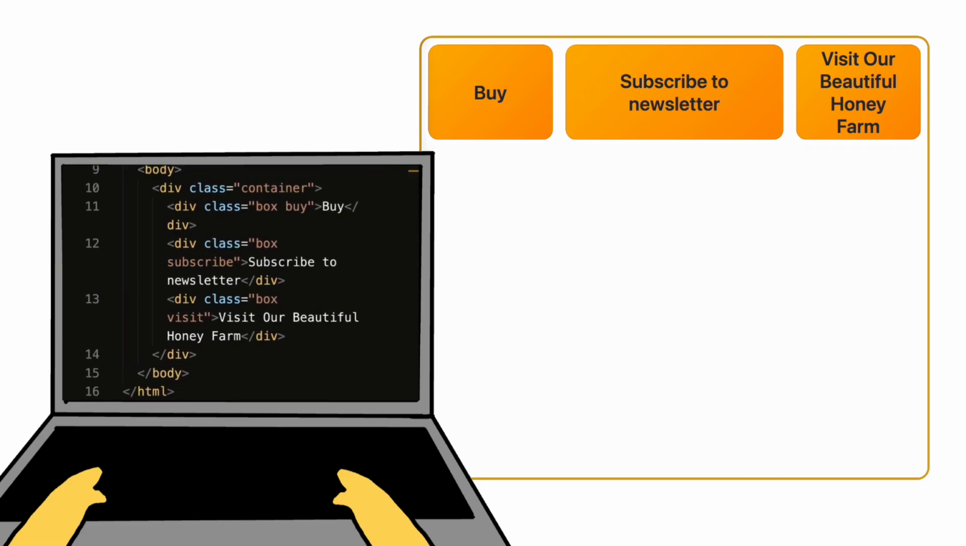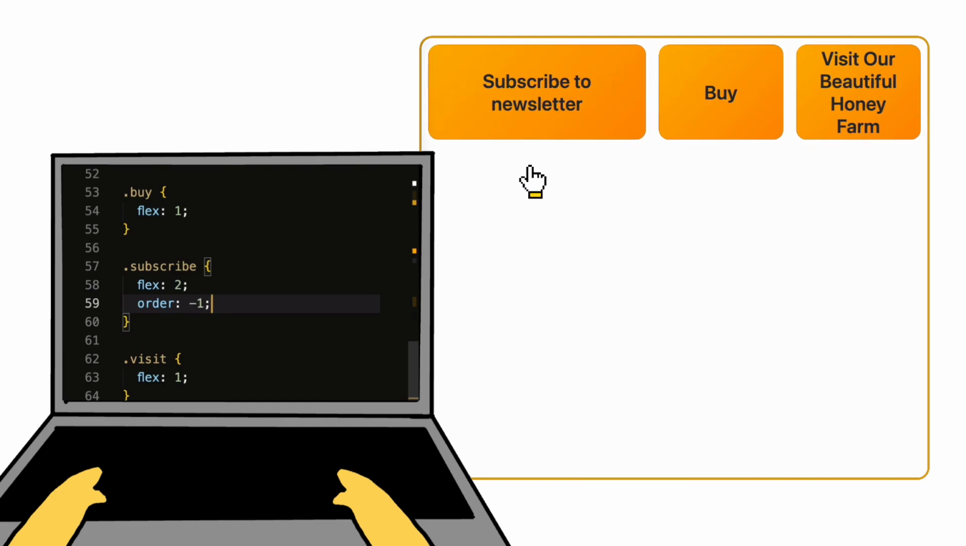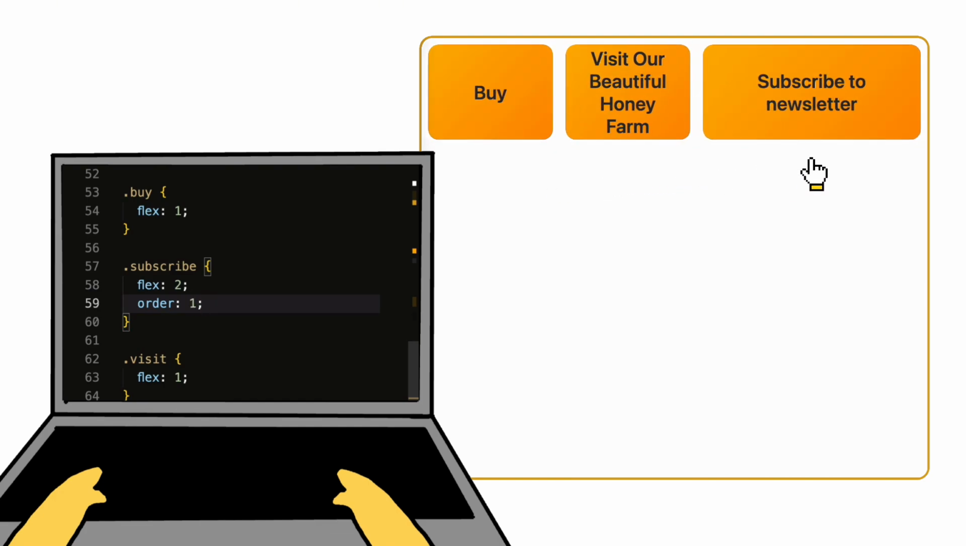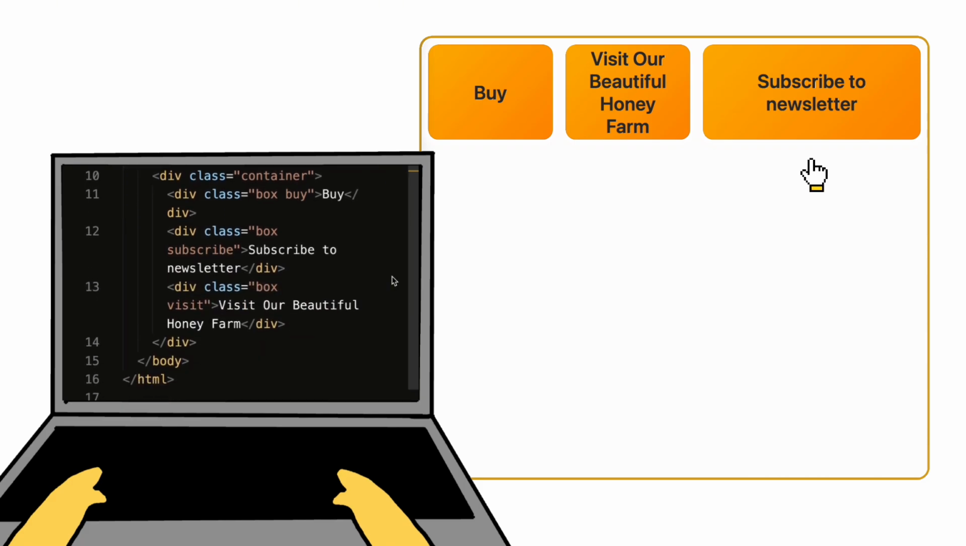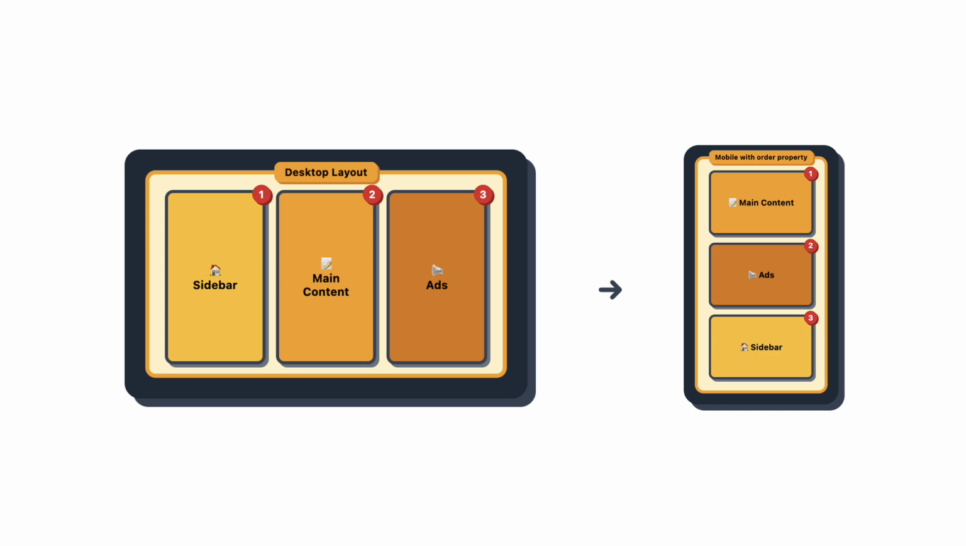The order property lets you rearrange items visually. By default, items display in HTML order. All items start with order 0. Set order -1 to move an item first. Set order 1 to move it last. The HTML stays the same, but the visual order changes. You can use this for responsive layouts, where mobile needs different ordering than desktop.